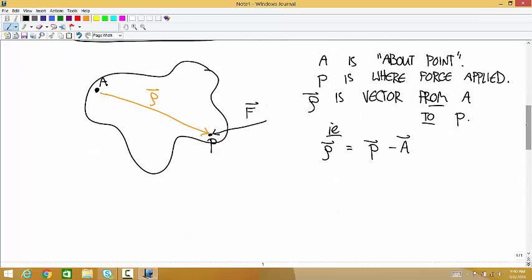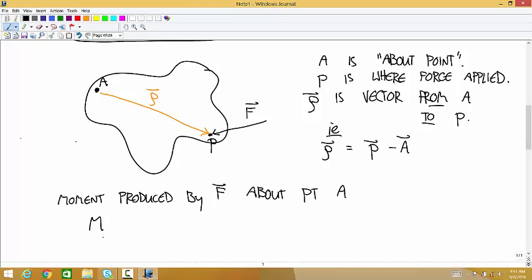So if you define all these vectors this way, then the moment produced by this force F about the point A, I'm going to write as M sub A, and in general that's going to be a vector, and that's equal to the rho vector crossed with the force vector.